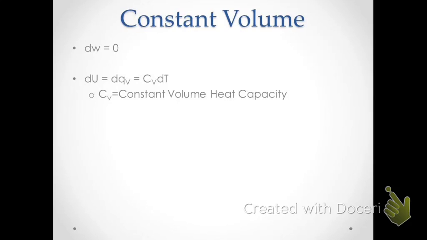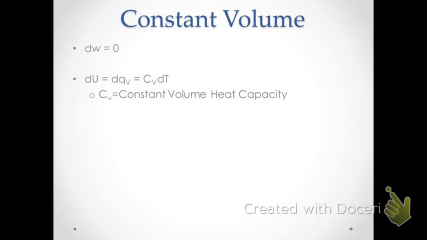And so you may recall from your physics class and general chemistry class that for a process where there's a temperature change, the heat transfer is equal to the heat capacity times the change in temperature. So dq is equal to CV dT. And again, CV is the constant volume heat capacity because this is a constant volume process.